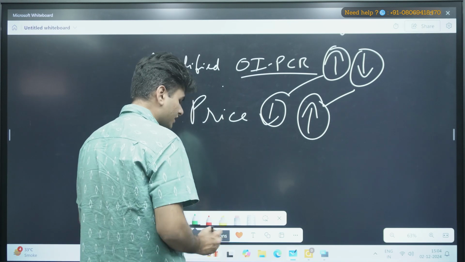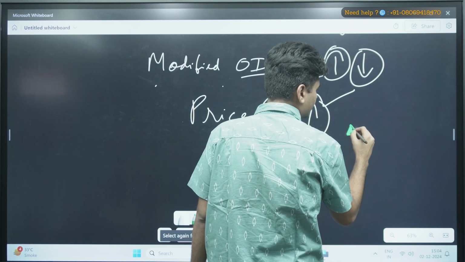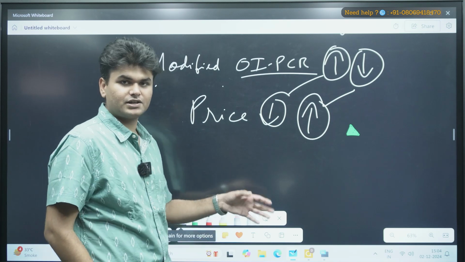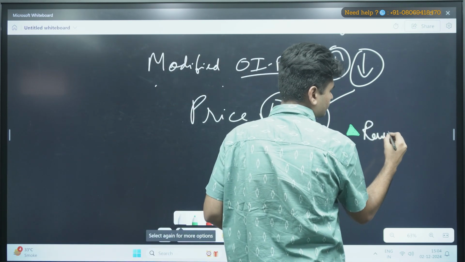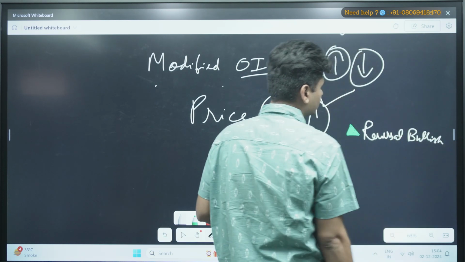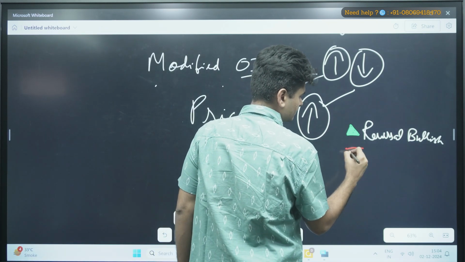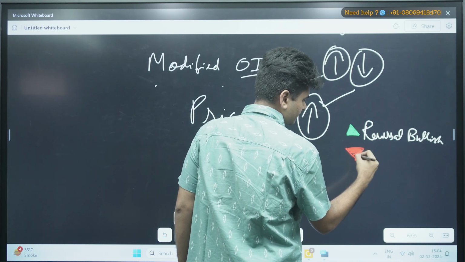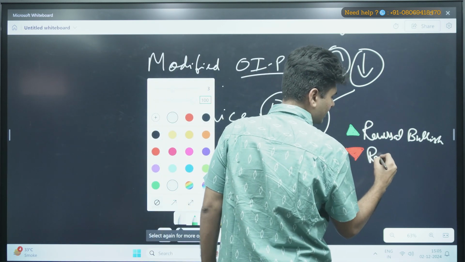Now with that, in modified OI PCR you get signals. So one will be a green triangle. A green shaded triangle is suggesting that now we have seen the price at the lowest and now we are seeing a reversal. So this is giving you a reversal on the bullish side. Similarly, it will give you a red triangle also. Again a red shaded triangle will be there. Now this is indicating a reversal but on the bearish side.